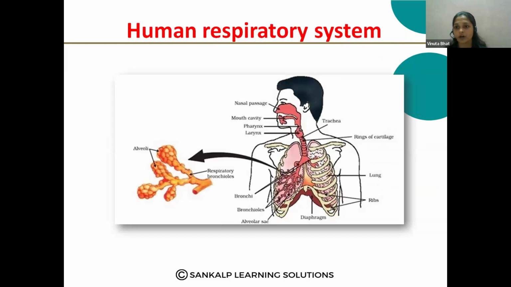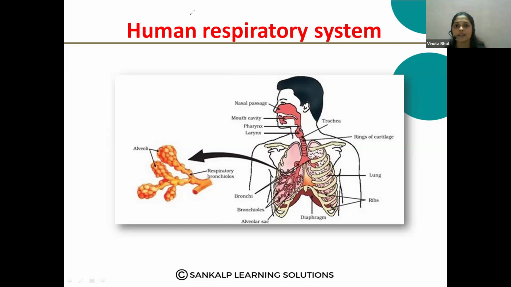Then, the last topic of today's class, the human respiratory system. The human respiratory system includes the lungs, right? But how does the air enter inside the lungs? What is the pathway of air entering the lungs? Just observe this diagram. Air enters through the nasal passage. Then it moves into the pharynx, then into the larynx, then the trachea, then into the lungs. This is the pathway of how air enters our lungs.